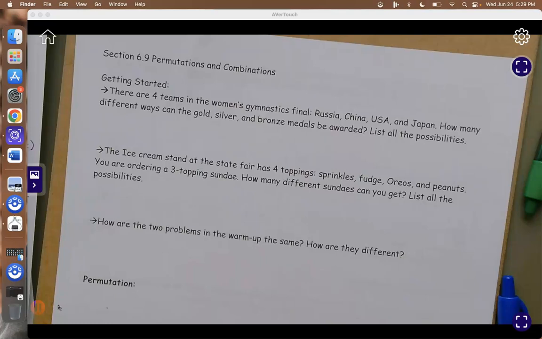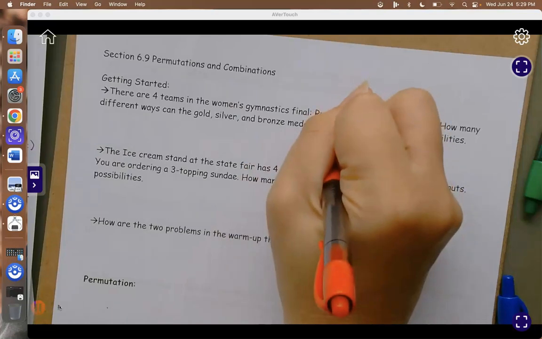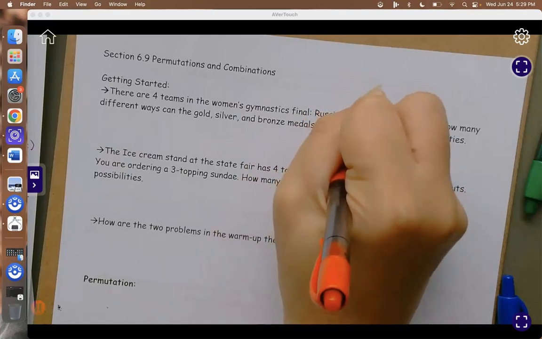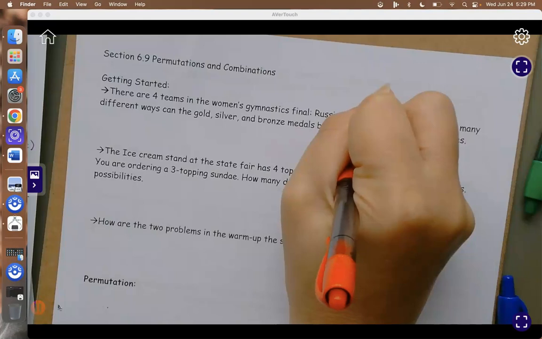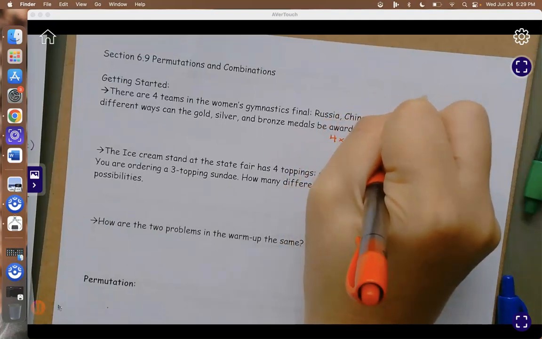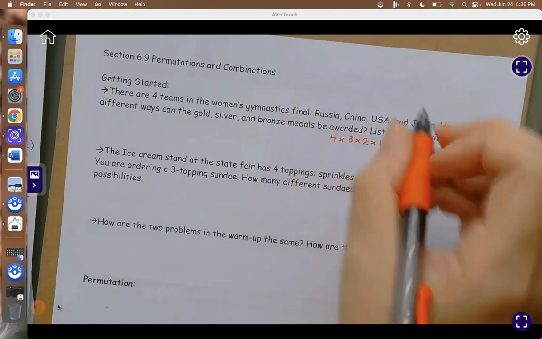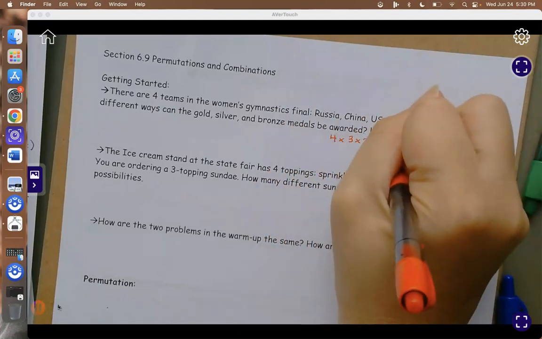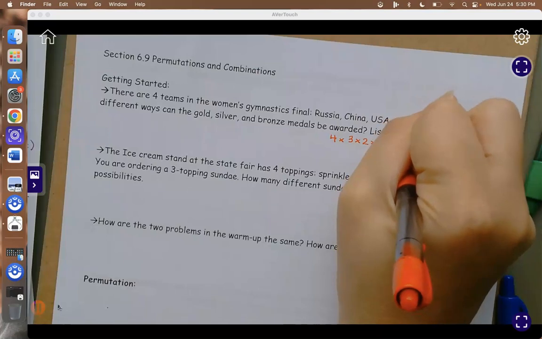There are 4 teams in the women's gymnastics final: Russia, China, USA, and Japan. How many different ways can the gold, silver, and bronze medals be awarded? List all the possibilities. So what we can do is do 4, because there's 4 teams, then there'd be 3 teams, then there'd be 2 teams, then there'd be 1 team. So 4 times 3 times 2 times 1 is 24 ways.